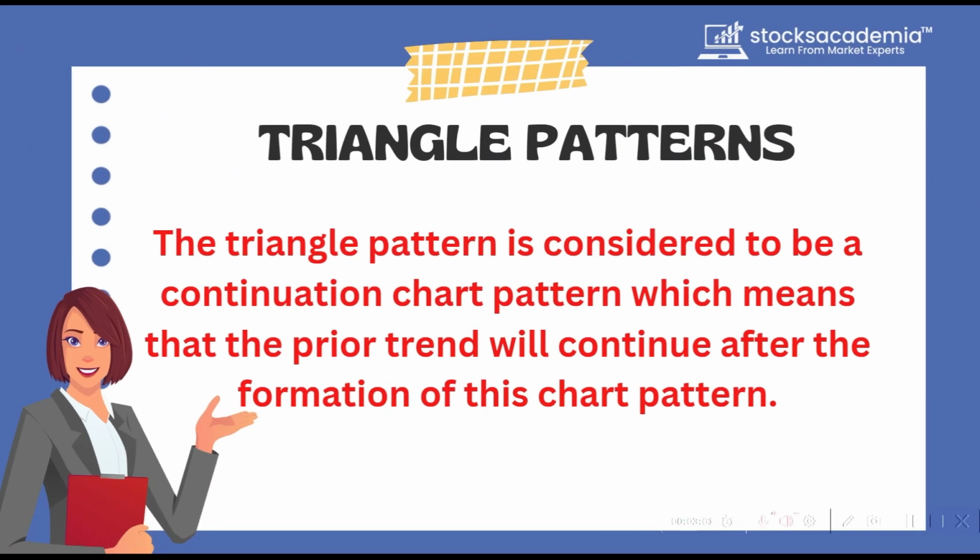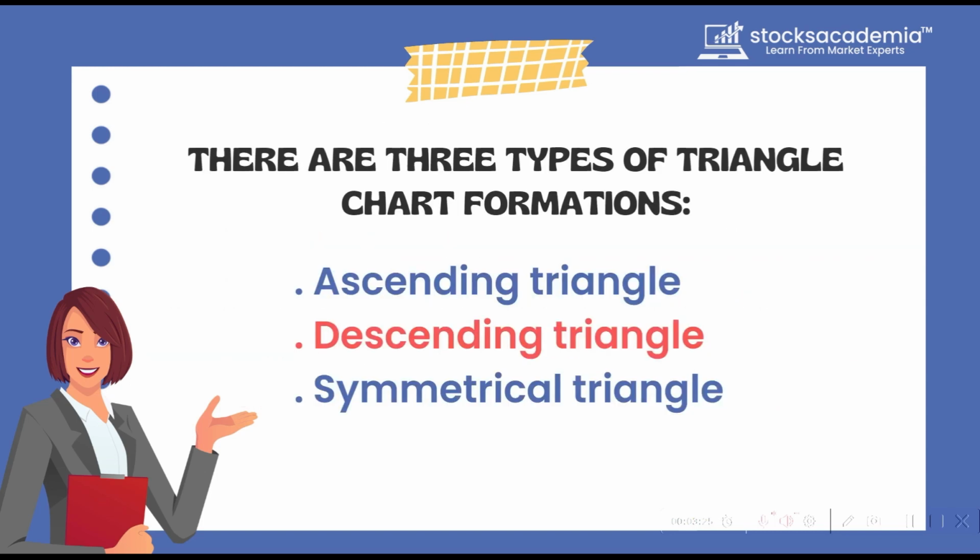Now let's talk about triangle patterns. The triangle pattern is considered to be a continuation chart pattern, which means that the prior trend will continue after the formation of this chart pattern. There are three types of triangle chart pattern formation. The first one is the ascending triangle, the second one is the descending triangle, and the third one is the symmetrical triangle. So now we are going to discuss these three one by one.